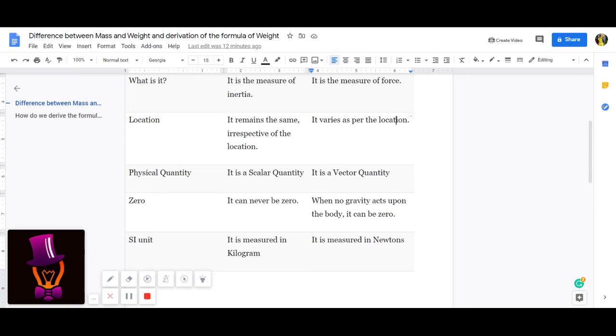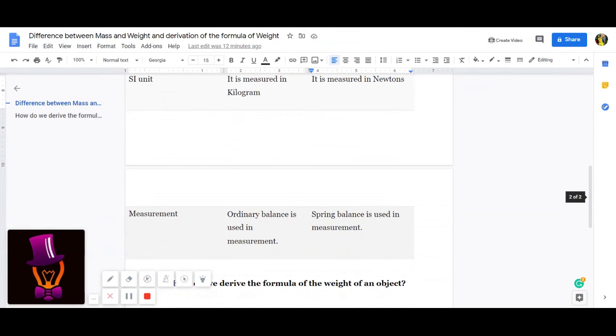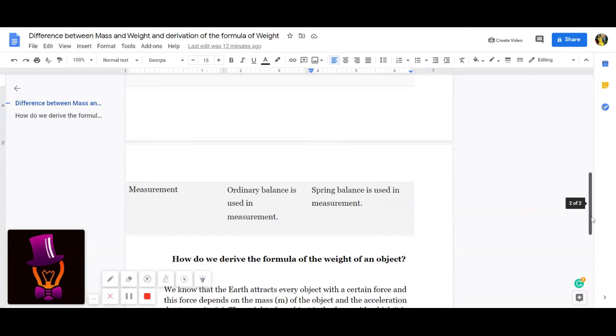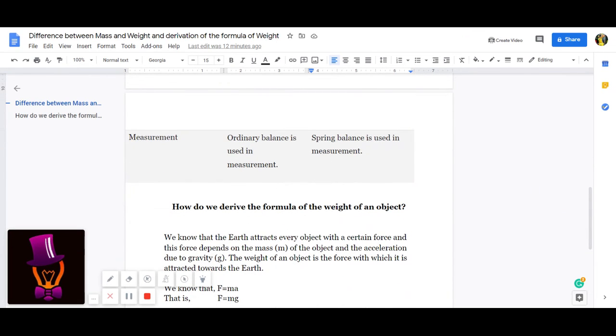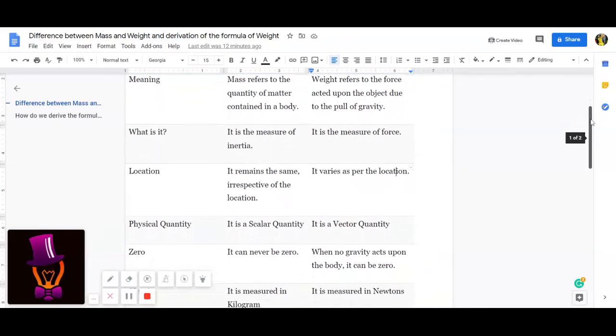The SI unit of mass is the kilogram, whereas the SI unit of weight is the newton. Mass is measured using an ordinary balance, whereas weight is measured using a spring balance. It can be an ordinary balance or a beam balance; both are used to measure mass. So, that was the difference between mass and weight. You can pause the video to take it down.